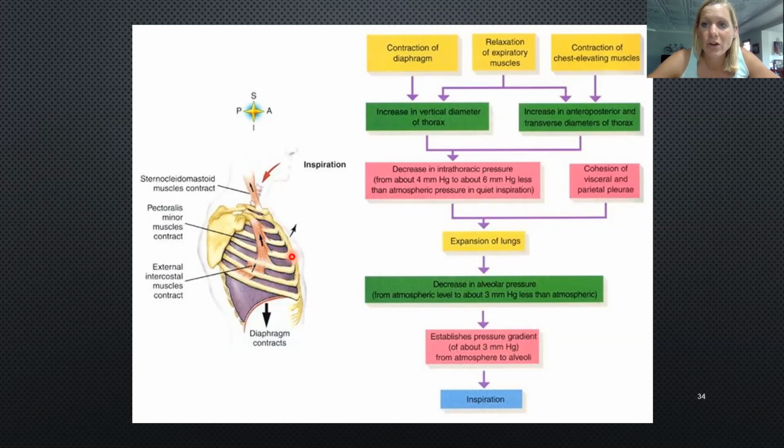Basically, in order for inspiration to occur, I need to contract those muscles so that I, A, increase the size of the thoracic cage or the thoracic cavity, and B, that's going to cause a decrease in pressure inside of the lungs. As a result of that decreased pressure, I've established a pressure gradient. So the pressure outside of the lungs is greater than the pressure inside of the lungs. So therefore, the air wants to move down its pressure gradient to reach equilibrium. So it's going to come into the lungs.